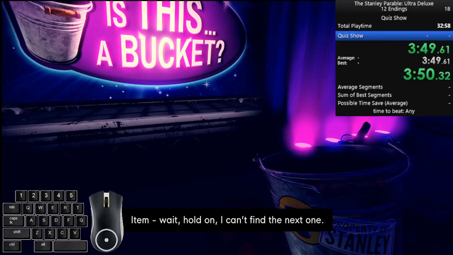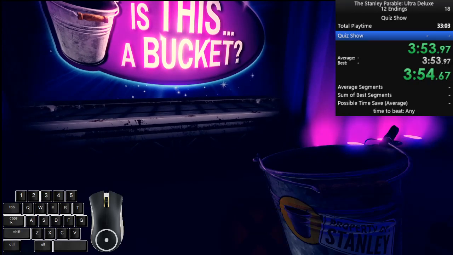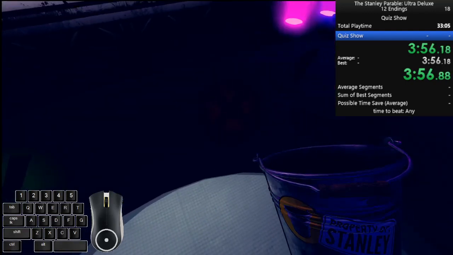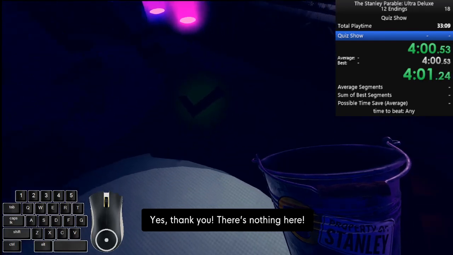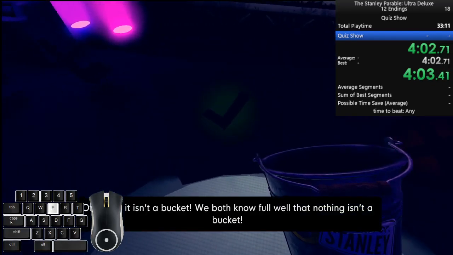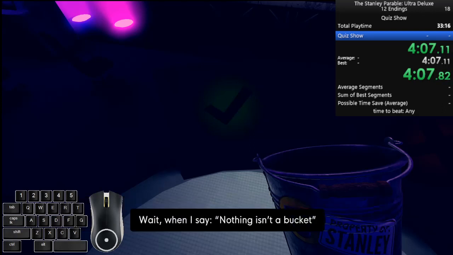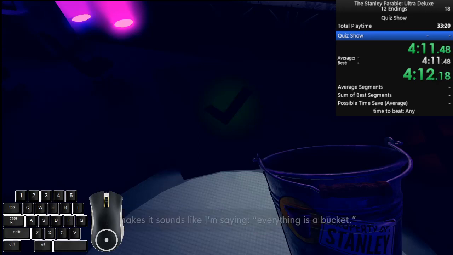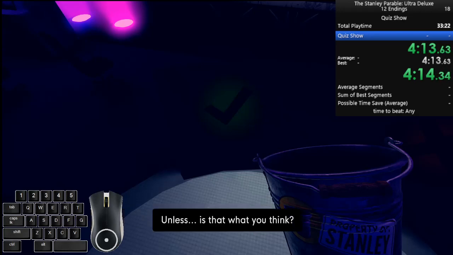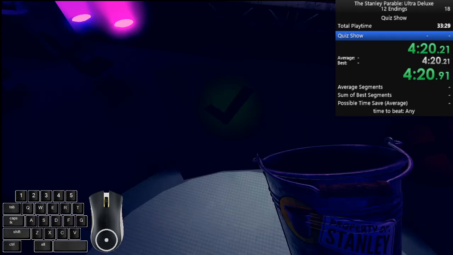Item... Wait, hold on. I can't find the next one. Let me see. It should be around here somewhere. Yes, thank you. There's nothing here. Of course it isn't a bucket. We both know full well that nothing isn't a bucket. Wait, when I say nothing isn't a bucket, that makes it sound like I'm saying everything is a bucket, which of course is not true. Unless, is that what you think? Answer me straight, Stanley. Are you trying to tell me that you believe everything is a bucket?